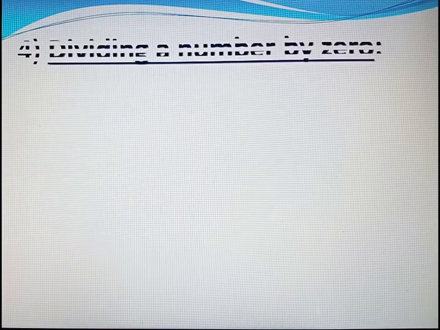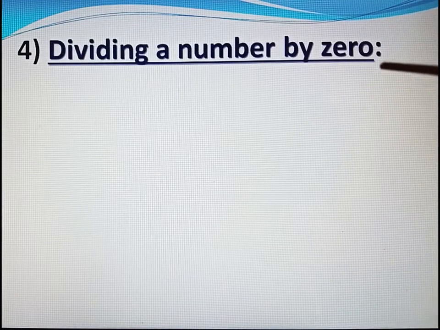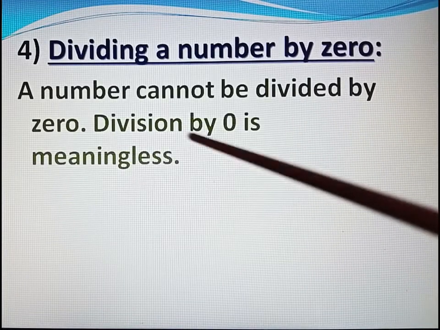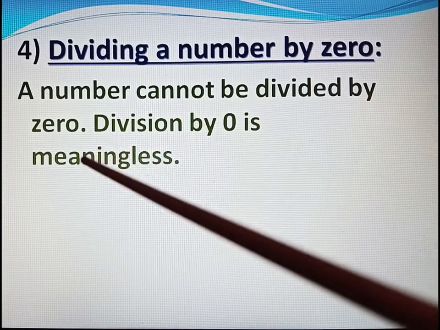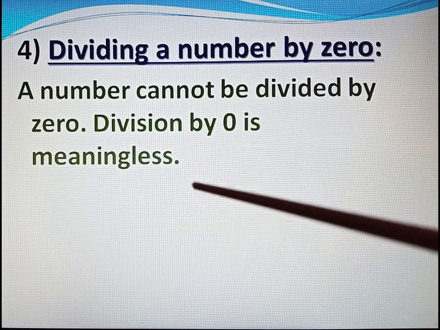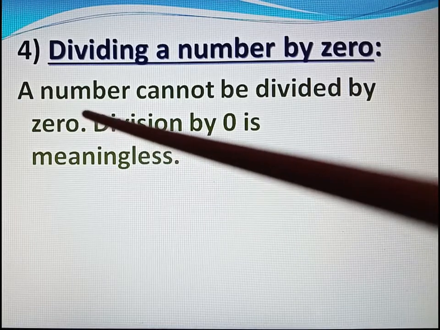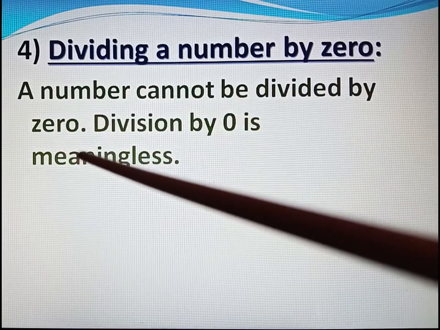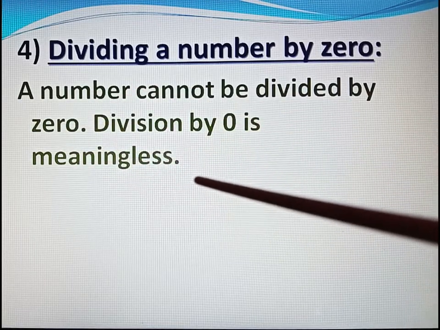Now, fourth property, dividing a number by 0. A number cannot be divided by 0. Division by 0 is meaningless. हम किसी भी नंबर को 0 के साथ डिवाइड नहीं कर सकते. Division by 0 is meaningless.